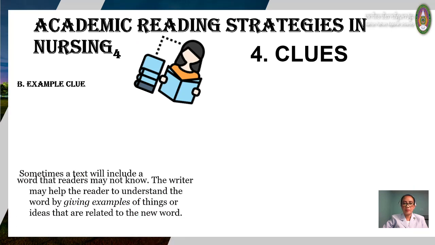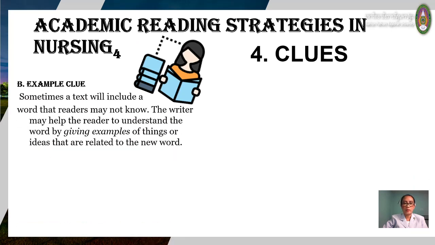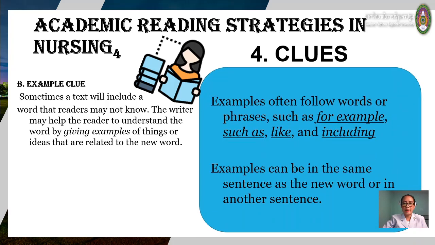And what about example clue? Okay, so sometimes the text will include a word that readers may not know, so you have to take note of this. The writer may help the reader to understand the word by giving examples of things or ideas that are related to the new word. So let's say you can see the examples that are often followed by words or phrases like, for example, such as, like, and including. So examples can be in the same sentence as the new word or in another sentence.